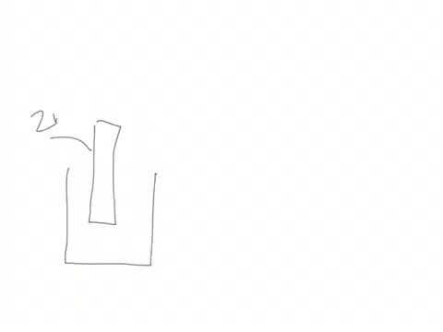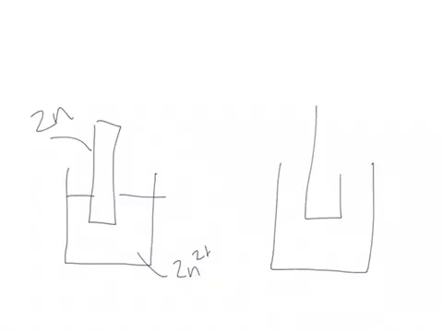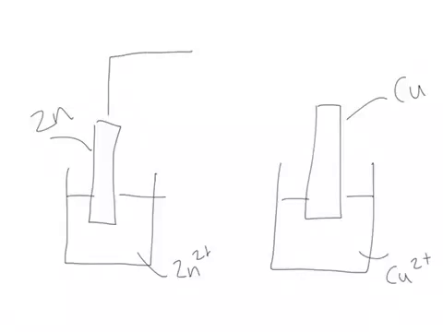These 2 half cells can be connected together. So we have the zinc on the left-hand side in a solution of its ions, and we have the copper on the right-hand side here, again in a solution of its ions. They can be connected up using an external wire.